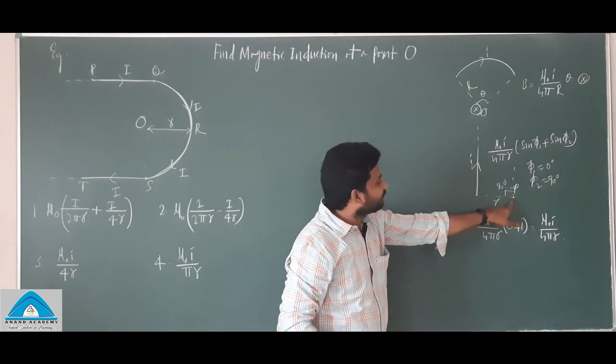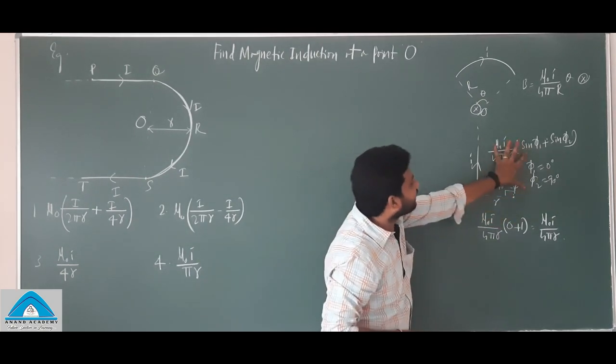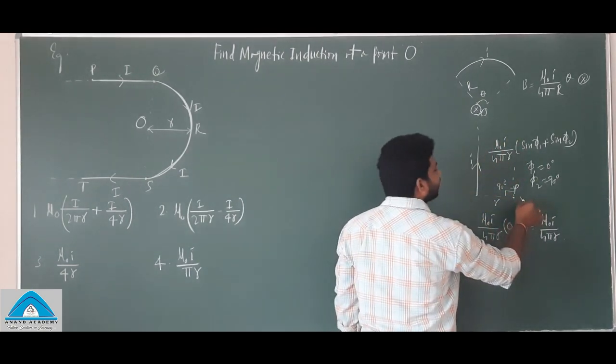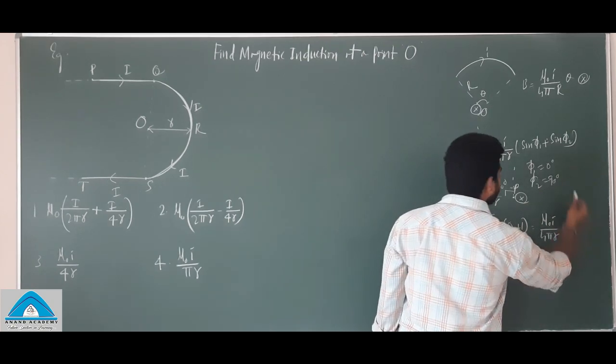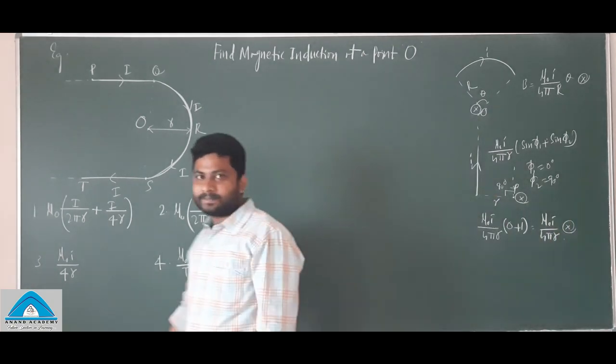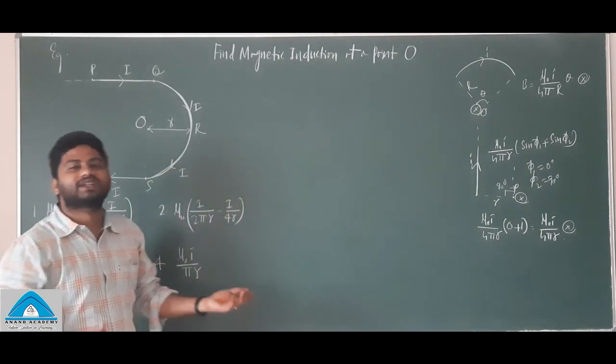Point P is here. Is this point P on the left side or the right side? This point P is on the right side of the wire, so the magnetic field lines at this point are into the plane, so your answer is also into the plane. Okay, clear? With this basics you can solve this question easily.